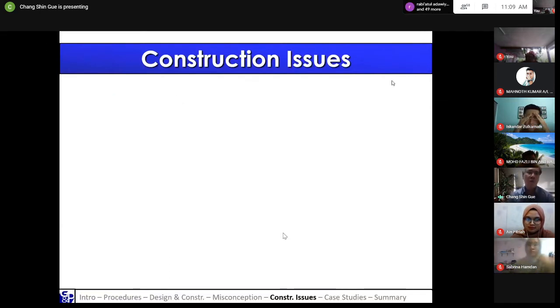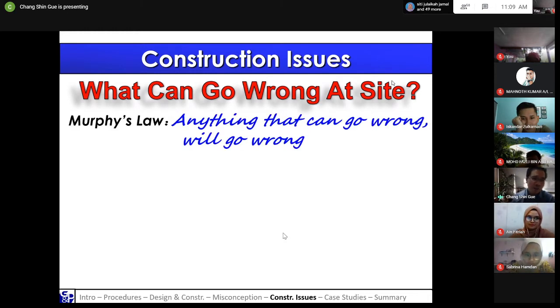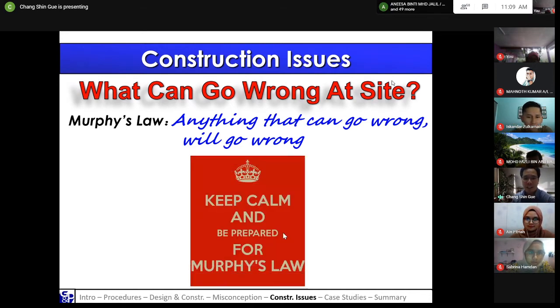So one thing for a good engineer to have regarding construction issues is that you always ask yourself what can actually go wrong at the site. And the other issue is that with Murphy's Law, anything that can go wrong will go wrong. So my advice is to keep calm and be prepared for Murphy's Law. So we try to see what can go wrong. We try to mitigate as much as possible.